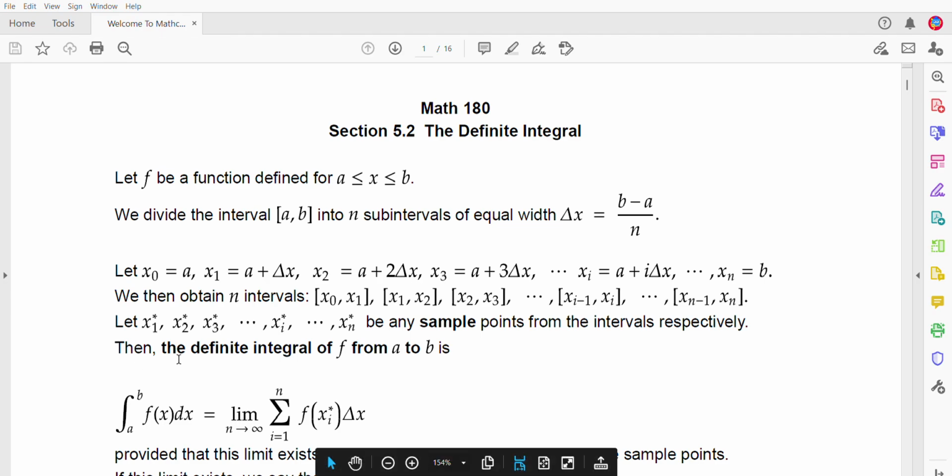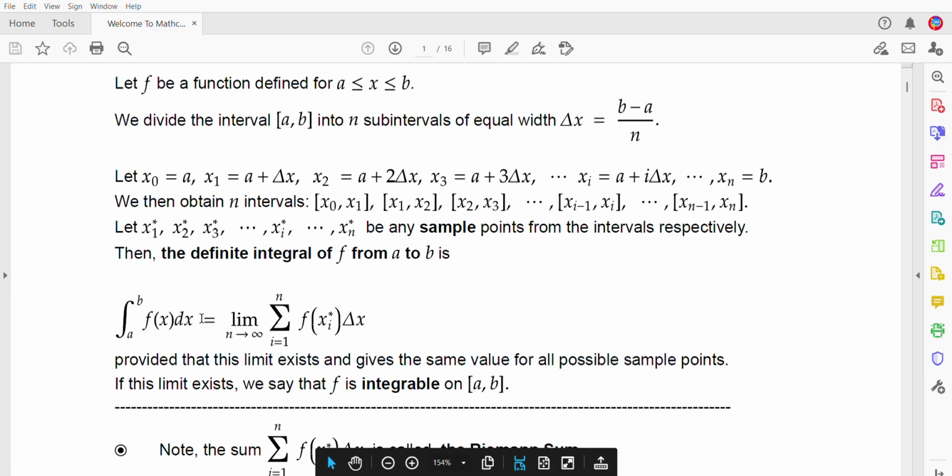Then the definite integral of f from a to b is denoted in this fashion: definite integral a to b f(x) dx is the limit as n approaches infinity of the summation i going from 1 to n, f of xi star delta x. If you remember, the right hand side is precisely the limit of Riemann sums, which is the area between the curve and the x-axis over the given interval a to b that we have been learning. We learnt this in our previous section.